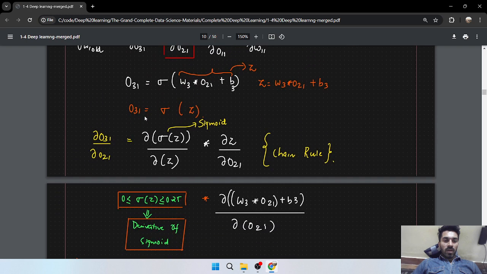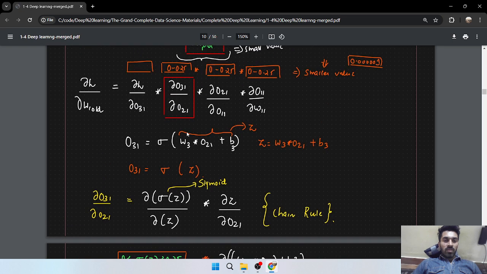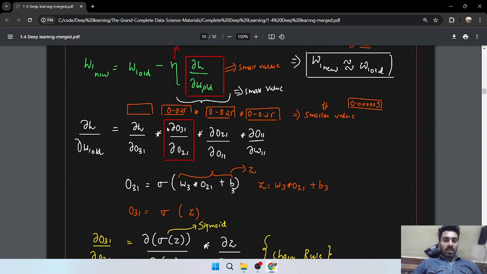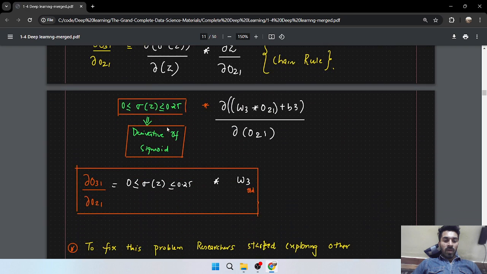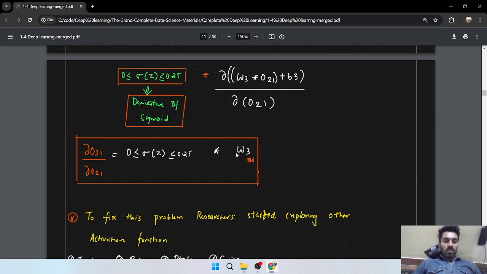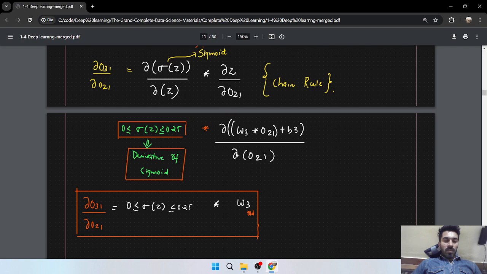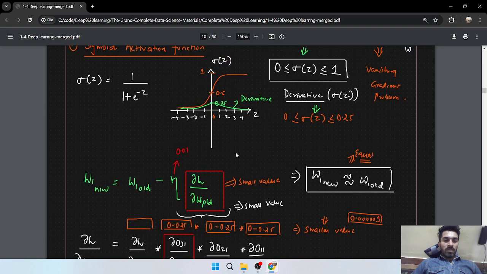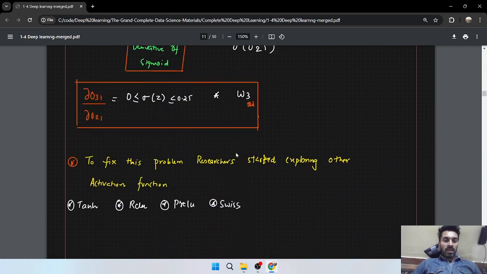If we use a sigmoid activation function, as we saw in the previous lecture, its value ranges from 0 to 1, and the derivative of this ranges from 0 to 0.25. Due to this, the derivative keeps getting smaller and smaller, so these neurons will not learn as we want. This problem is called the vanishing gradient problem.